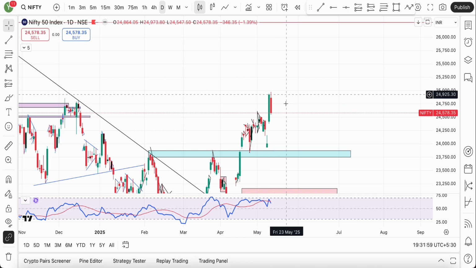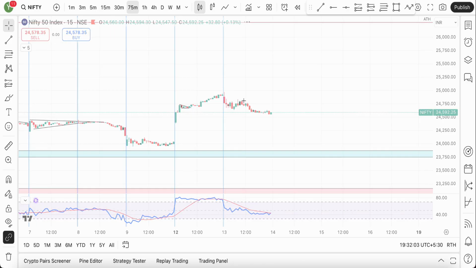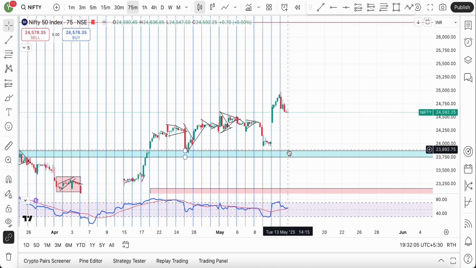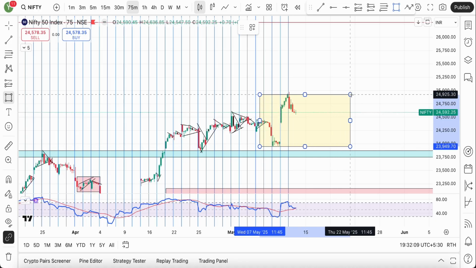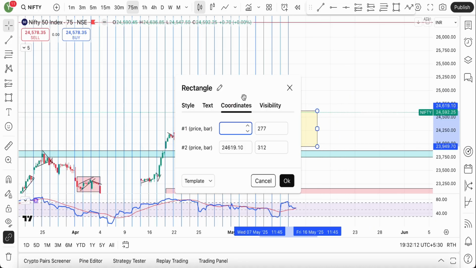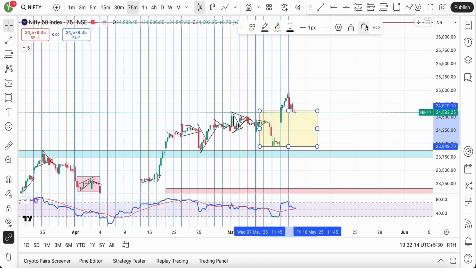If it continues straight again, it would be a bit difficult to trade. If we look again on a 75 minutes time frame as well, there are two major support areas that I can see around here.